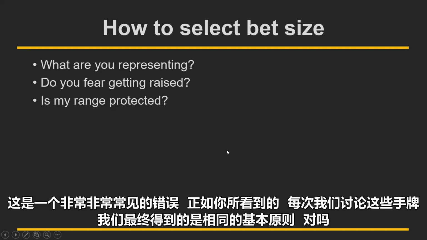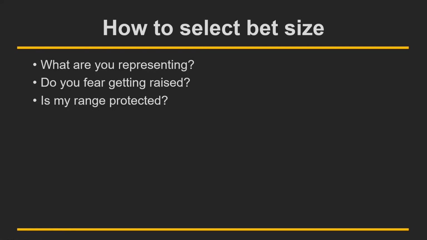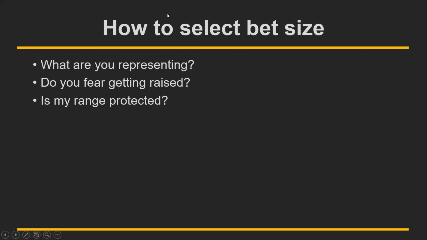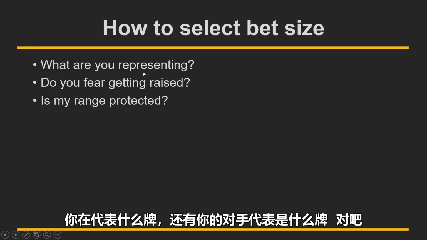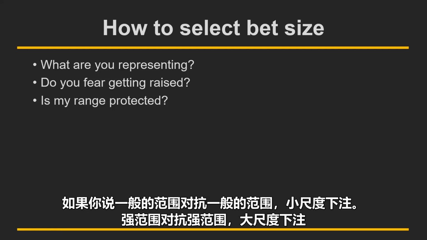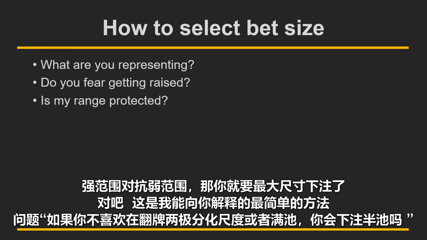It's a very, very common mistake. And as you see, every time we go back to these hands, we end up with the same fundamental principles, right? And the first question is always this one. What are you representing? And what does your opponent have, right? If you say decent versus decent, small bet. Strong versus strong, big bet. Strong versus weak, then you go for the massive bet, right? That's the easiest way I can explain it to you.